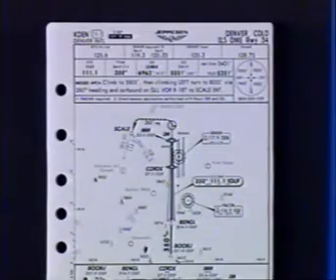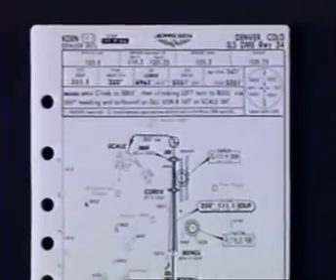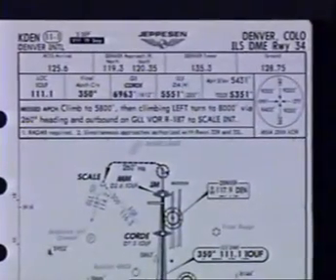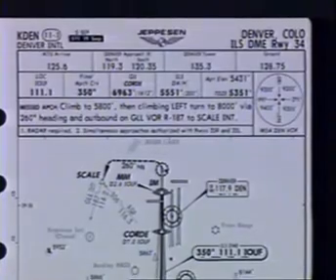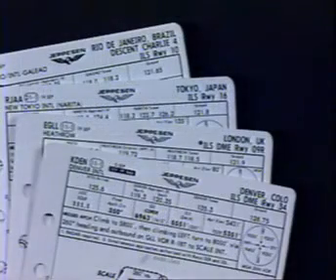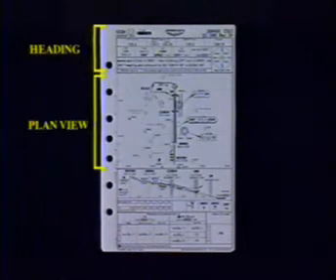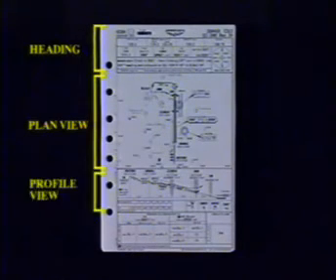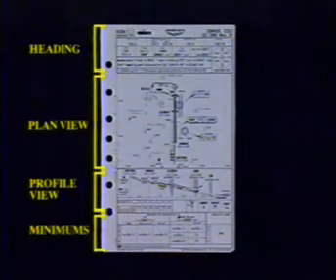Now that we have completed our review of Jeppesen's original approach chart format, let's take a look at the new approach chart format based on the briefing strip concept. Eventually, all Jeppesen approach and airport charts worldwide will be converted to the new format. The general layout of the new approach chart format includes the following sections: Heading, Plan View, Profile View, and Minimums.